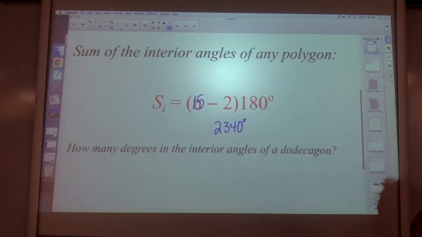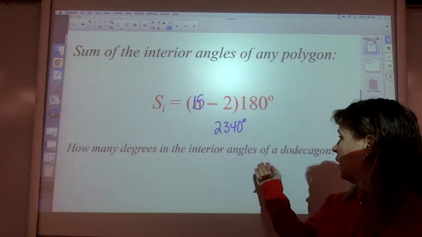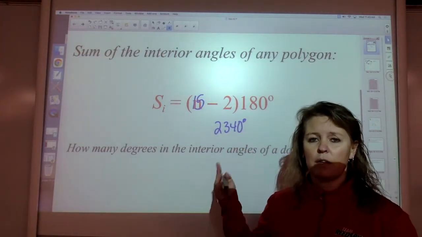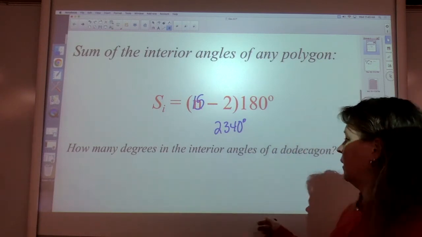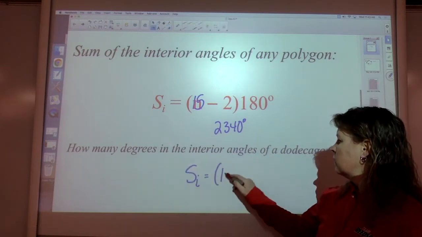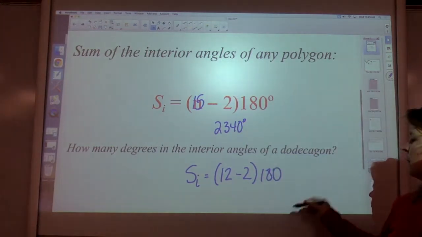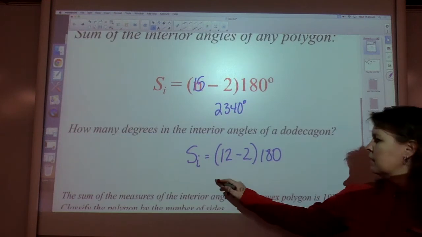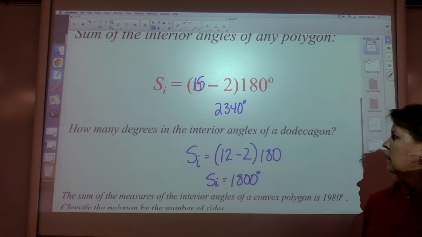So, next question, how many degrees are in the interior angles of a dodecagon? Here's where memorizing that list from the previous lesson comes in handy. If you have a question like this on a quiz or a test and you haven't memorized your sides, you don't know what a dodecagon is. So keep practicing that list and make sure you know it. Go ahead. Sum of the interior angles is 12 minus 2. A dodecagon is a 12-sided figure. Times 180. And 10 times 180 is 1,800 degrees in a dodecagon.